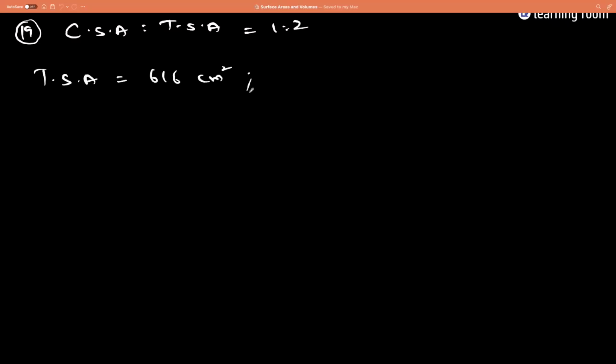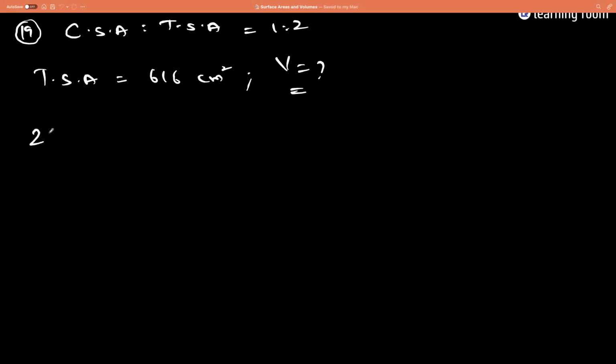So let us look at the 19th one. The ratio of the curved surface area to the total surface area of a right circular cylinder is 1:2. Find the volume of the cylinder if its total surface area is 616 centimeters square. So TSA is given as 616 centimeters square. Then the volume is going to be how much is what the question is.